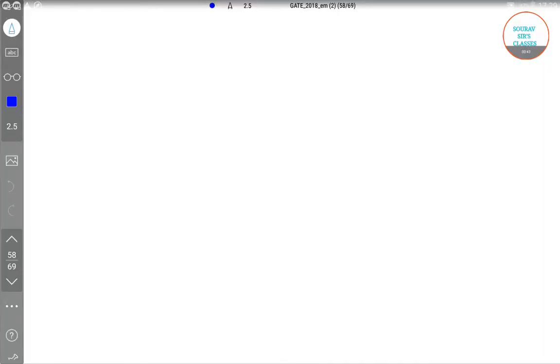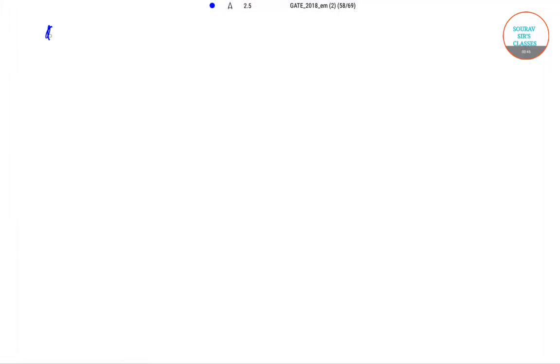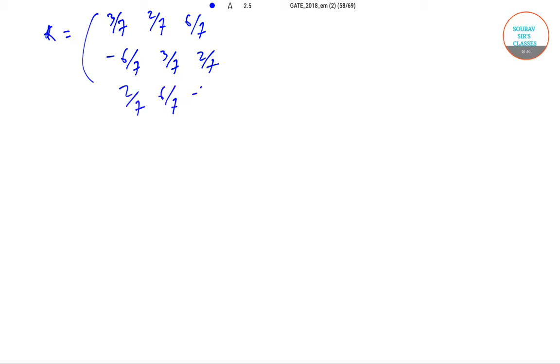What we've been given is that Q is the matrix. Let me write the matrix Q once more. The matrix Q is 3 by 7, 2 by 7, 6 by 7, minus 6 by 7, 3 by 7, 2 by 7, 2 by 7, 6 by 7 and minus 3 by 7. So this is the matrix Q.